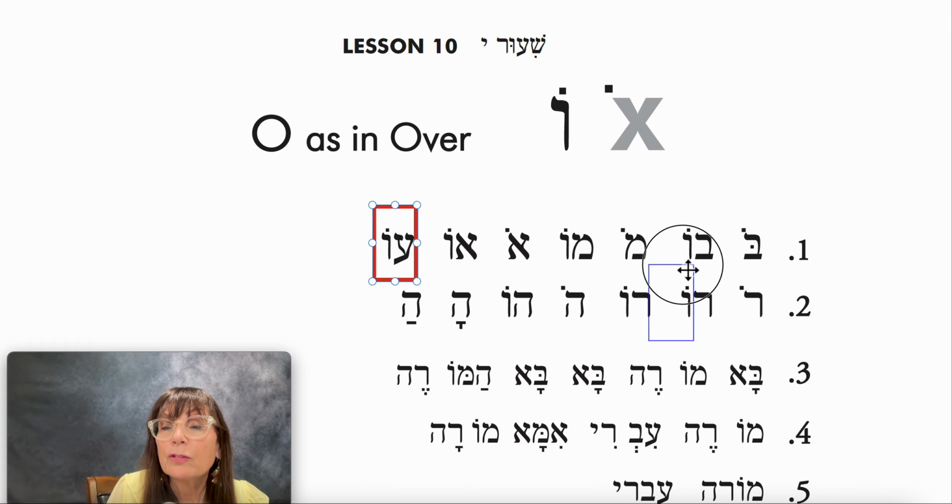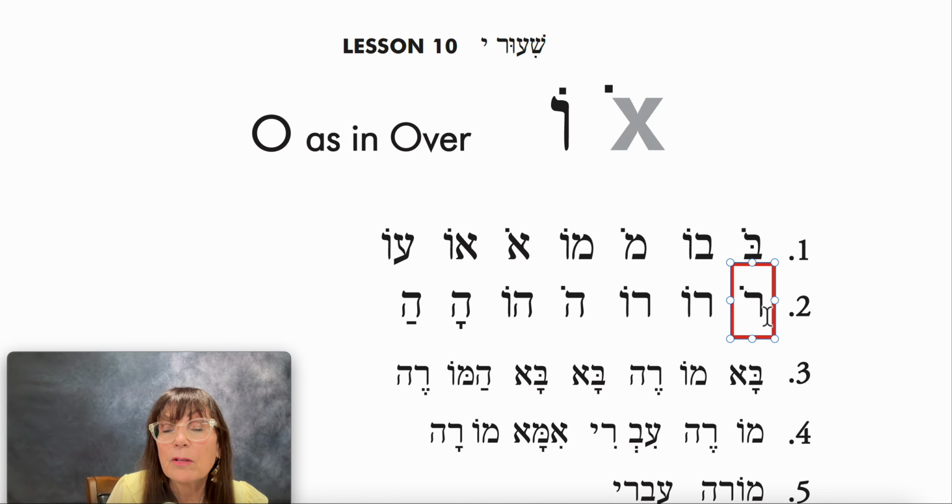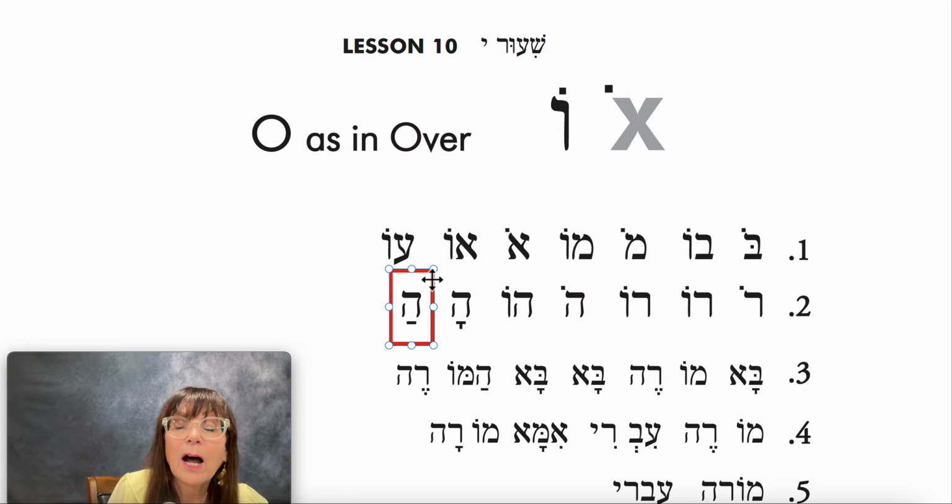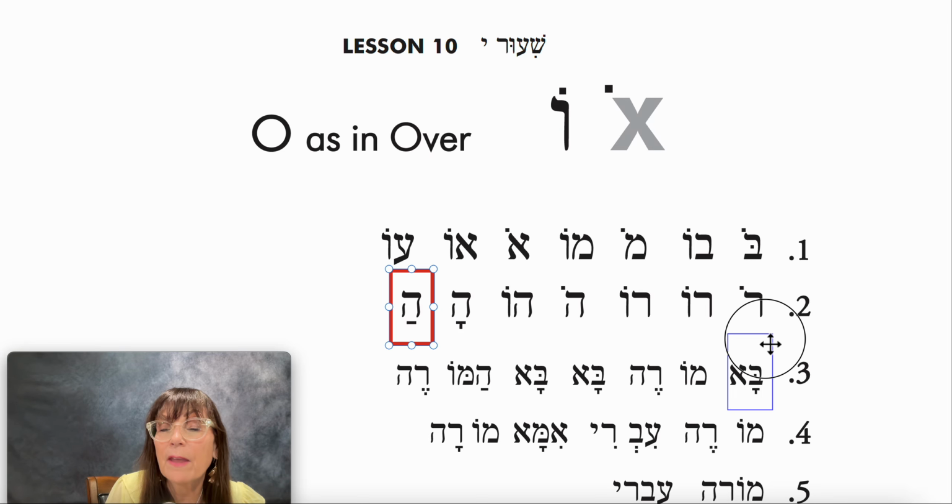So it's O. So line 2 is the R and an O. So it's ro. Ro, ro, ro again, ro. And here you have an H, consonant that has an H sound. So that's ho, ho, okay? And here's another an O, ho. And here's an ah, so that's ha. And then another ah, ha. Okay, so hopefully you're getting the hang of this.